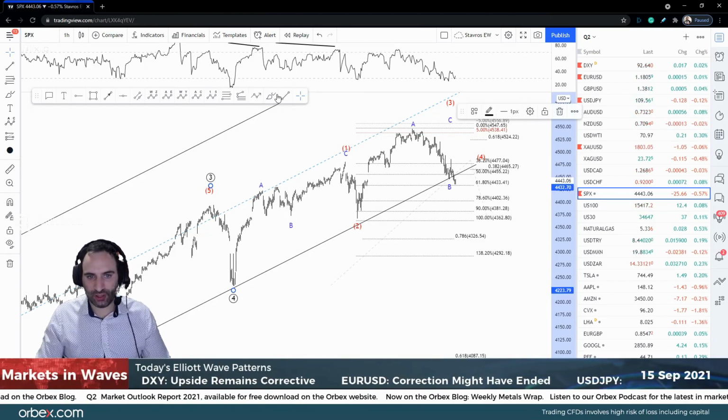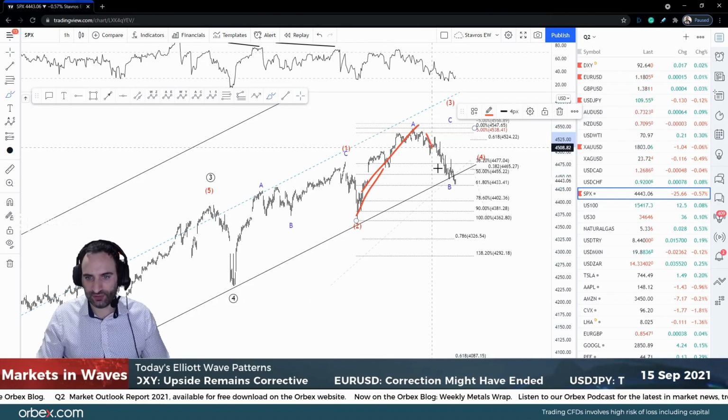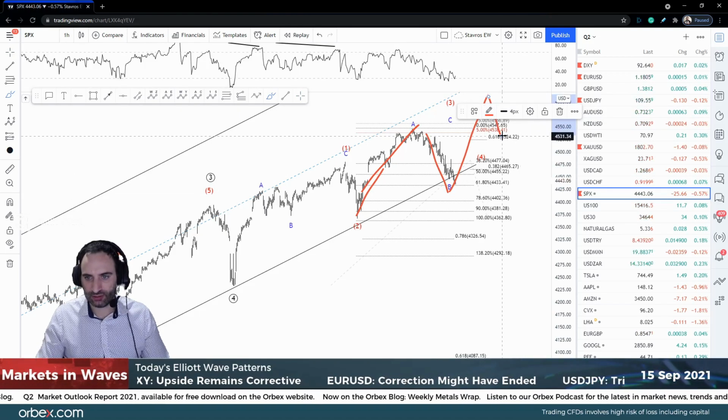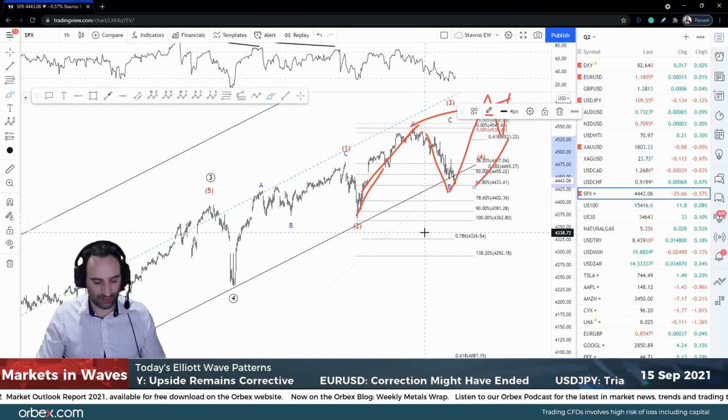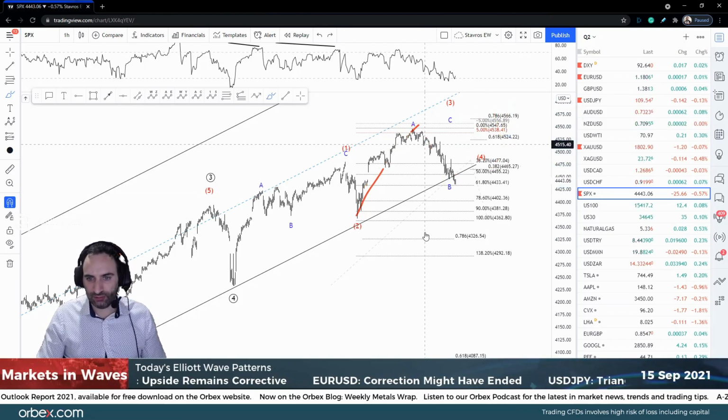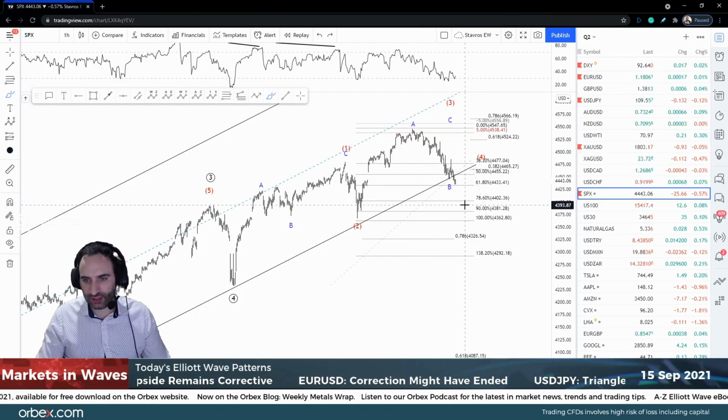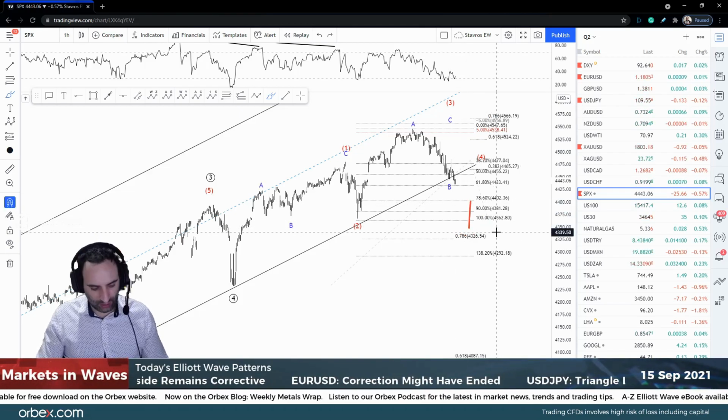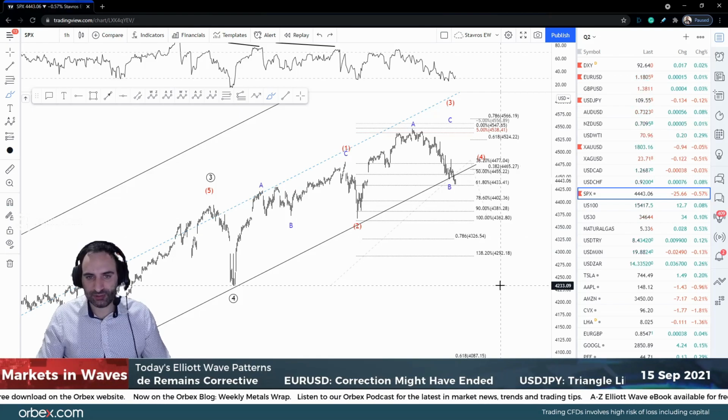Different one, what if 3 is here, and we are starting just the first wave of the anti-diagonal? It would be something like this. You know what I mean? That would make a better case, wouldn't it? But for now, let's be a bit cautious around 4400s. Okay, in case we break lower, well, I'm going to deliver another analysis, another update for the S&P tomorrow.